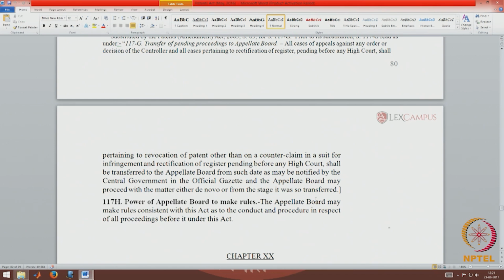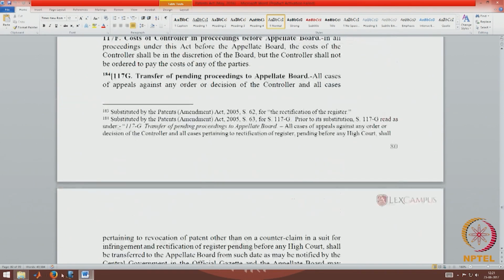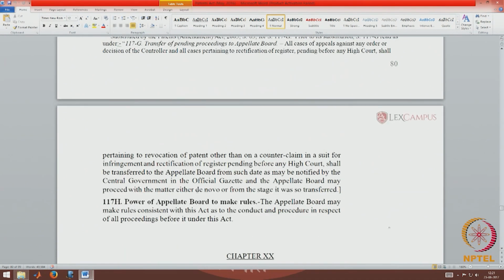So we had quite a lot of cases that were transferred, and the appellate board had the power either to look at those matters fresh or from the stage at which it was transferred. Now that is what we refer to here as de novo. De novo means from the beginning, or from the stage it was so transferred. So that was left to the discretion of the appellate board, either to start the matters afresh or to take up the matter where they were left. The power of the appellate board to make rules, we have already mentioned. There are two sets of rules now on patents, rules made in 2010 and rules made in 2011.